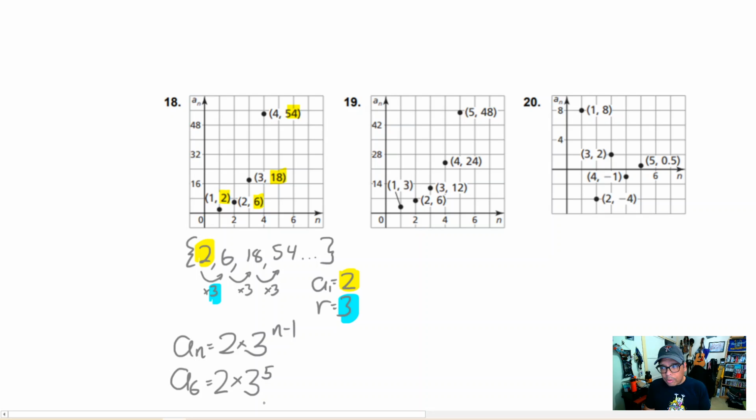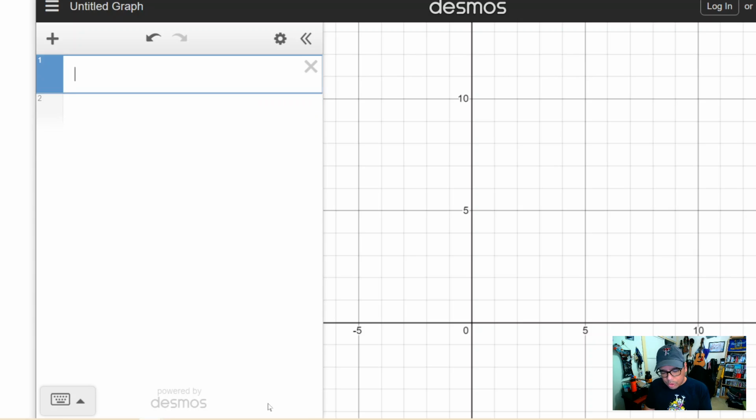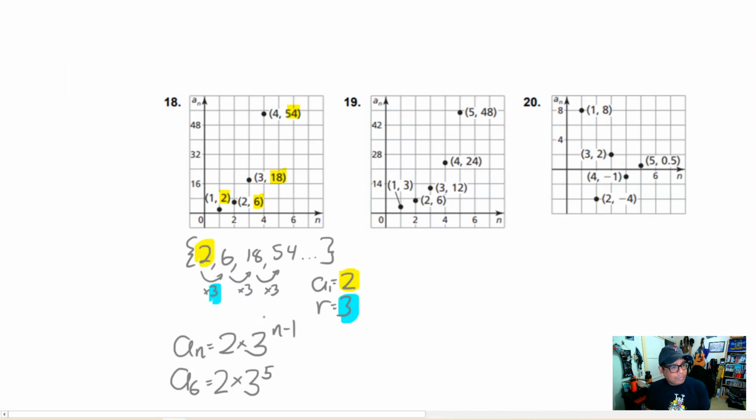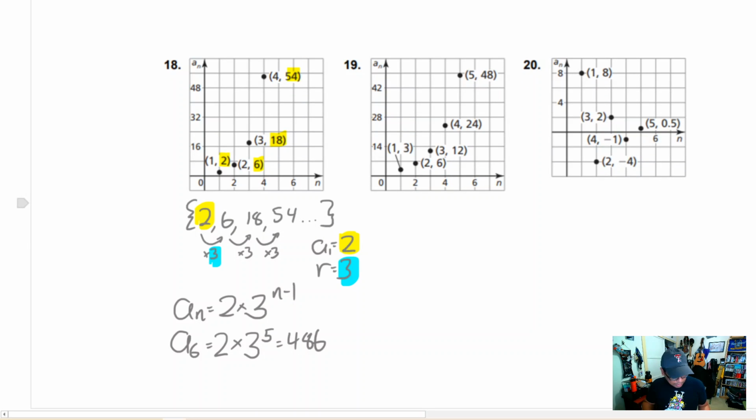So let's go on over to Desmos, and 2 times 3 to the 5th power, let's do that. Oop, I totally messed that up. 2 multiplied by 3 to the 5th power. That gives me 486. So that's equal to 486. And that's going to be it.